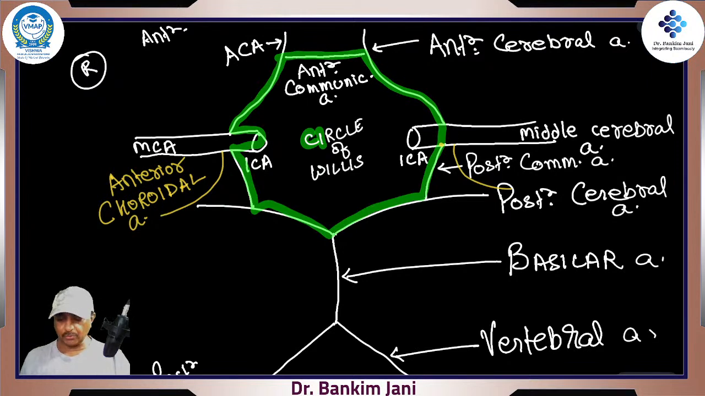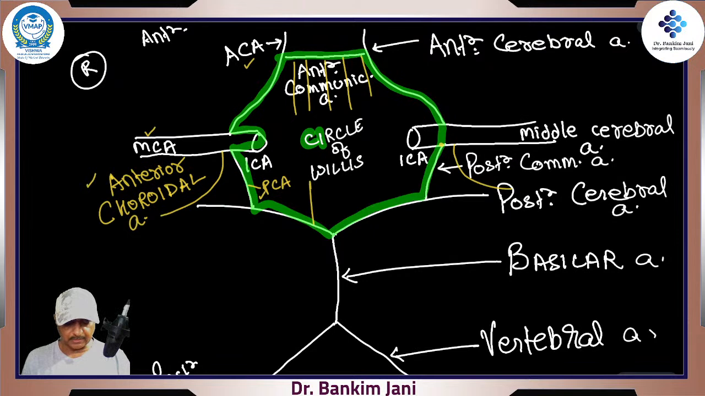So now we know that we have got the anterior choroidal artery. Then the posterior communicating artery. This one is our posterior communicating artery. So these are the two smaller branches, and the middle cerebral artery and the anterior cerebral artery are the two bigger branches. Done.